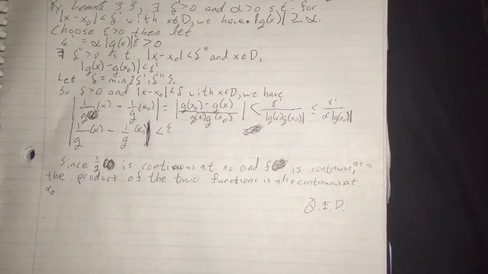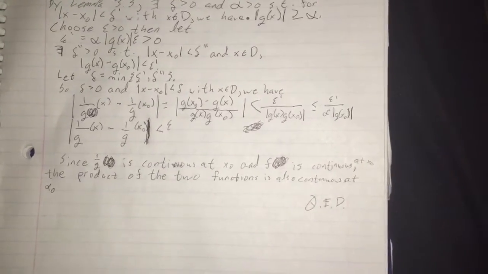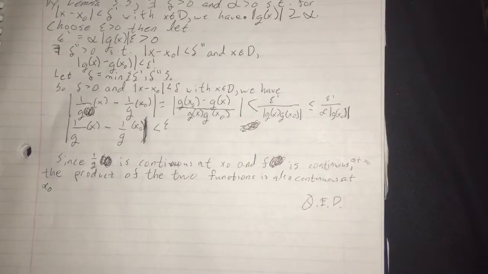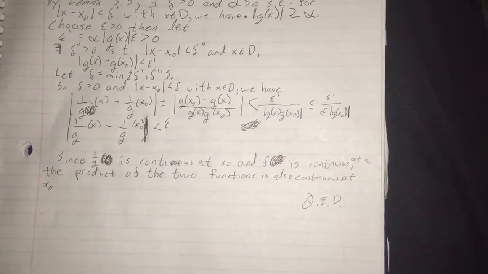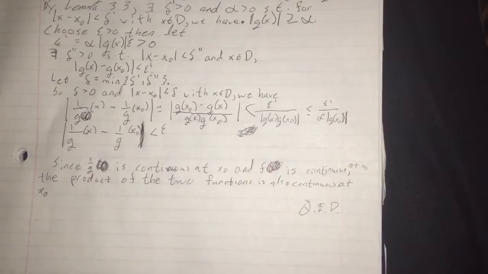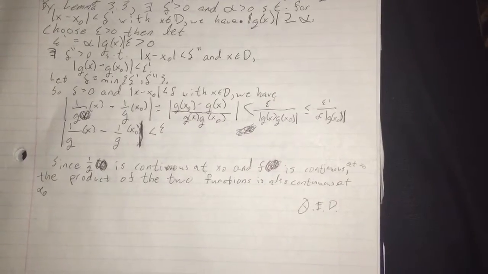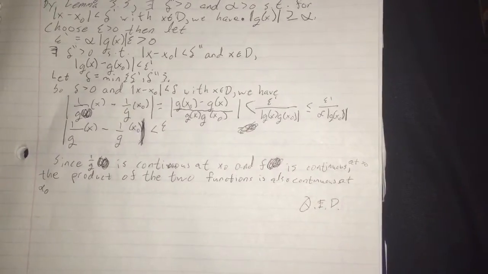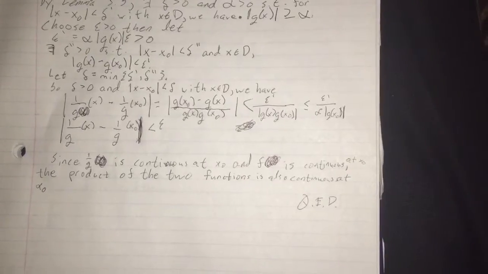Well, with a little bit of algebra, we can get it into the absolute value of g of x0 minus g of x all over g of x times g of x0. Well, that term on top is the exact term we had in that earlier inequality, so we can actually just say all that is less than epsilon prime over the absolute value of g of x times g of x0.